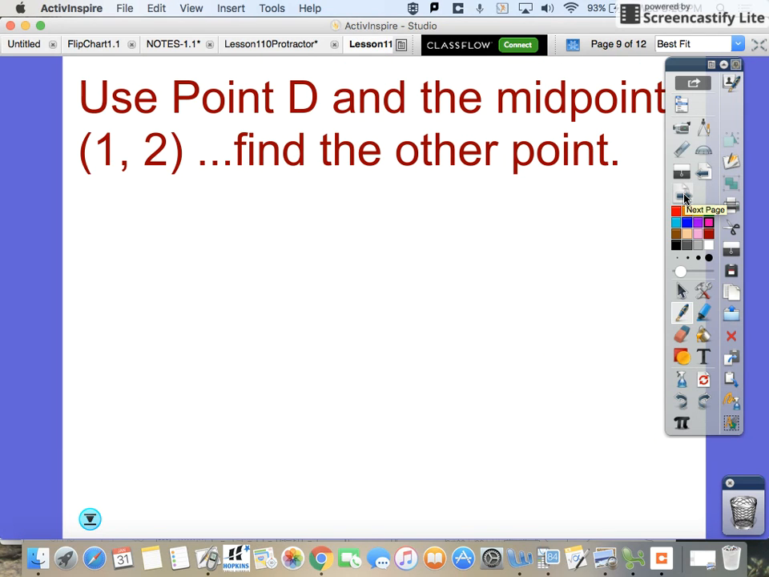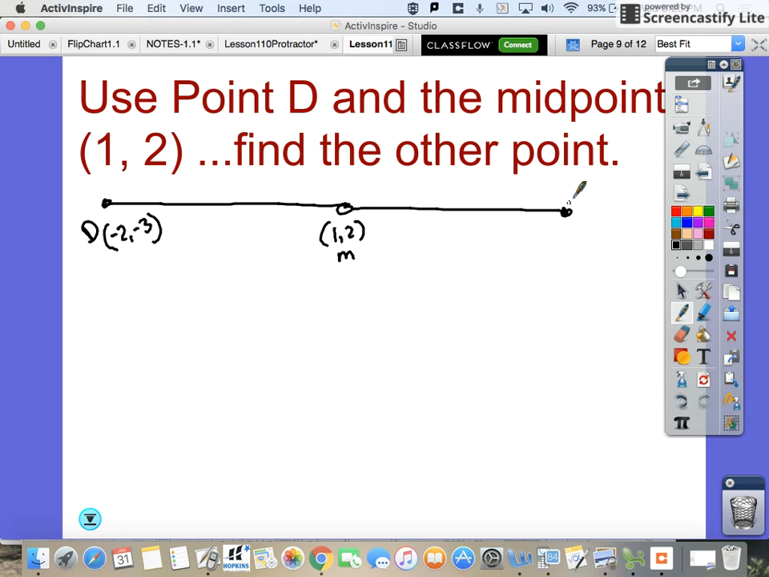And then let's try it again. So if you guys want to pause the video and try this one, you can. You can try it yourself, but here we've got D, which was originally negative 2, negative 3. The midpoint is 1, 2. And we have to figure out this one. So again, from negative 2 to 1, that's an increase of 3. So to go the other half of the way, we have to go 3, which would bring us up to 4. And then from negative 3 to 2, that's an increase of 5. We went up 5. So if we were going to go up 5 more, we'd be at 7. So I know our coordinate of the other endpoint is 4, 7.